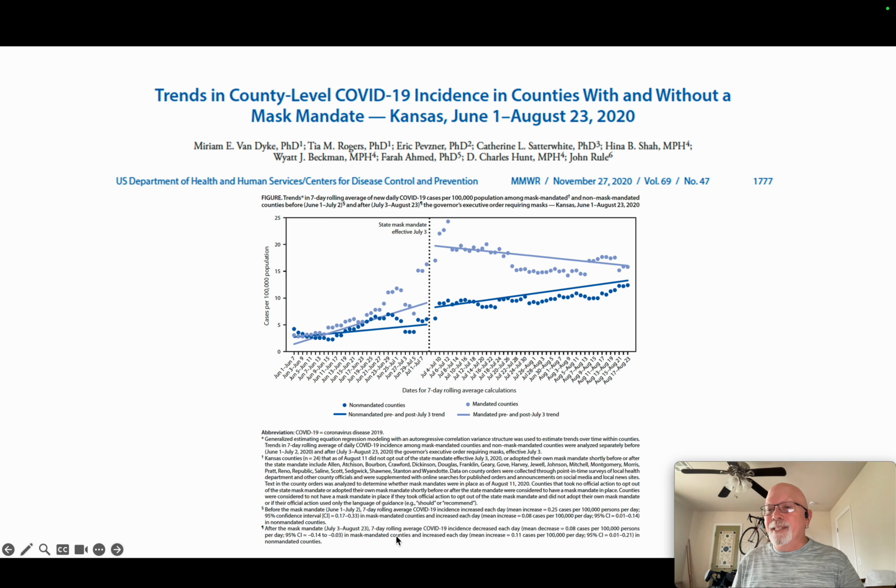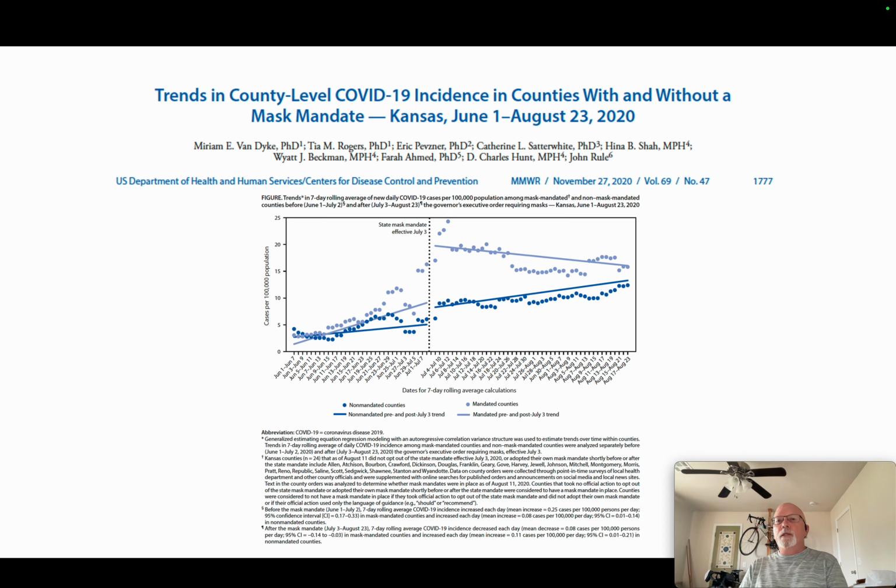So I went to the state health records and pulled the case rates for all of the counties in Kansas for the period from June 1st to August 23rd of the year 2020. And I did this in December and January. They did this somewhat before that because they published it on November 27th and already had it all worked out. So what I did was I went to the website and I downloaded each county's data, and they don't have it all collated, so I had to do it county by county.